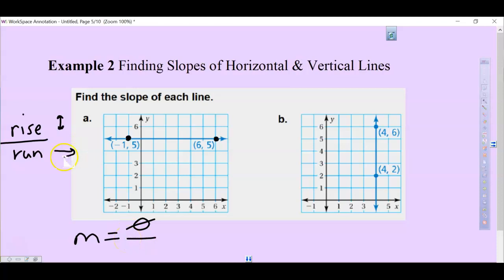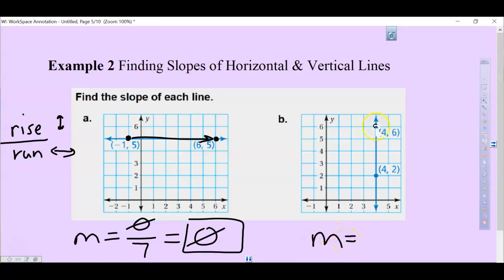How many units are we going left to right? And if you take a look, we're going 7. So our slope is 0 over 7. Simplify that, 0 divided by 7. That's just 0. So our slope here would equal 0. Let's find our slope over here. Again, rise over run. And it doesn't really matter what point we start with. That's what we found out, as long as we make sure if we have a negative, that is in place. So I'm going to go ahead and start right here with 4, 2.